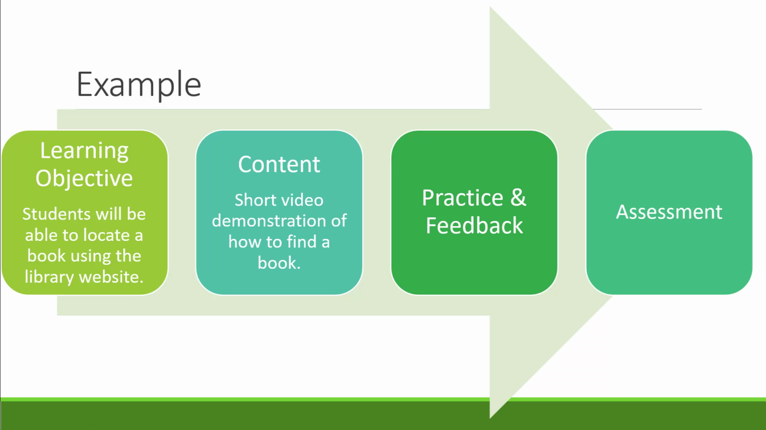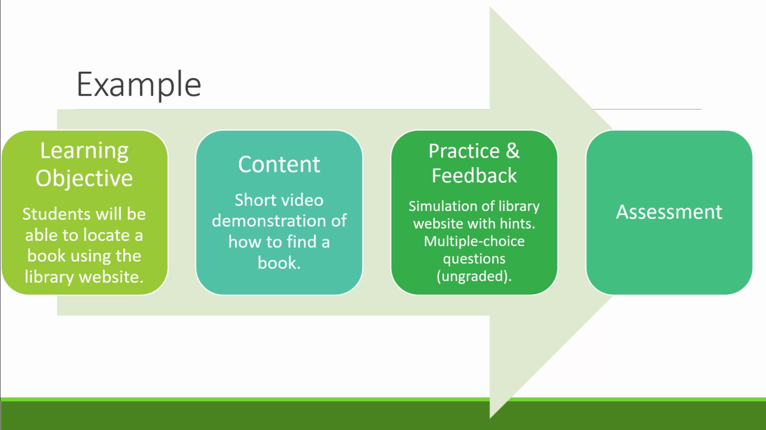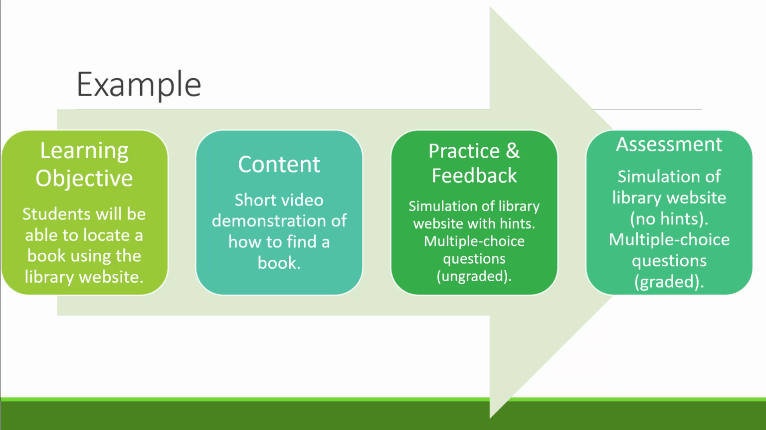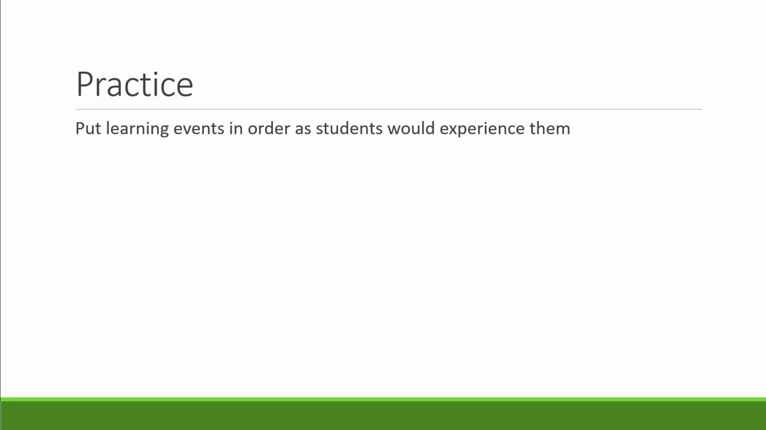They might watch a video on how to do this. They'll practice finding a book, and that could take the form, for example, of a simulation of the library website with hints. So kind of like a guided experience of the library website. It's ungraded, so the feedback's sort of built in there. And the final assessment is maybe a library website simulation with no hints, maybe it's the real library website, or it could also be a multiple choice quiz as well. And it can take, again, any format that you choose that you think would align well to the original learning objectives. All right, go ahead and pause again and complete this short activity.